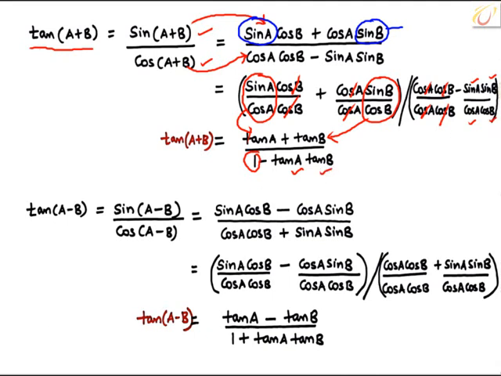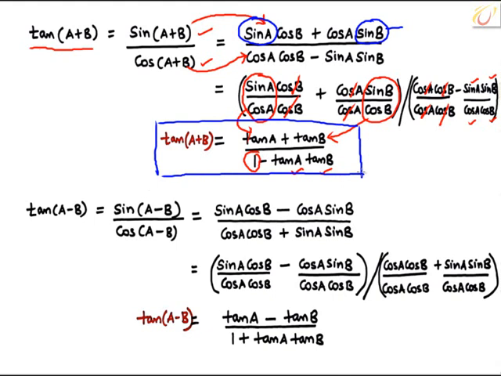So we get a new formula: tan(A+B) is equal to tan A plus tan B upon 1 minus tan A tan B.